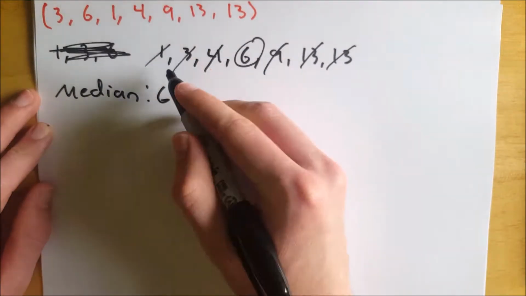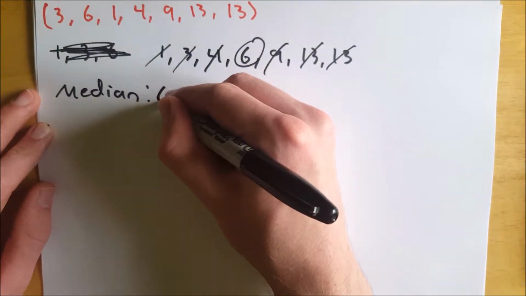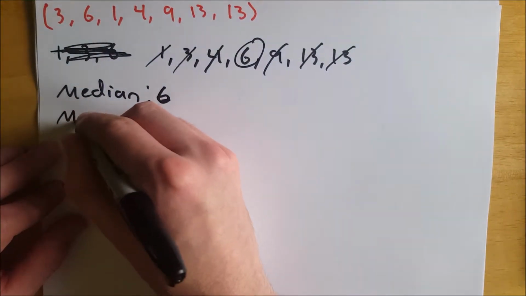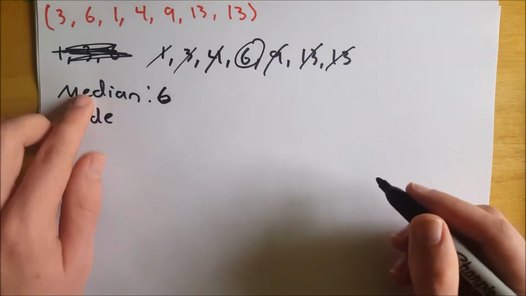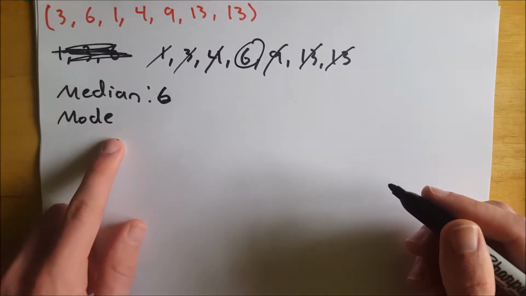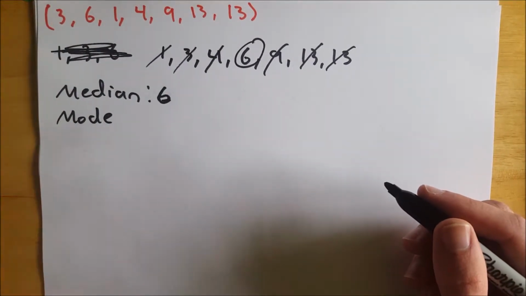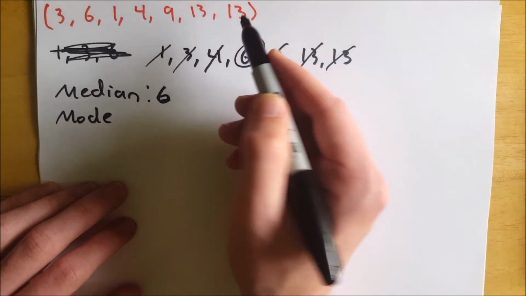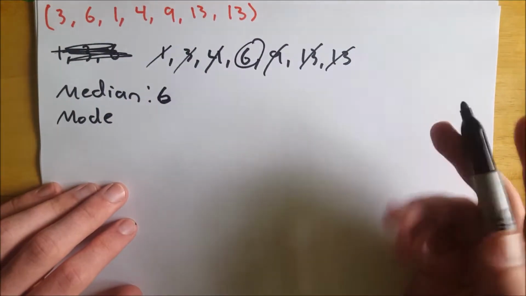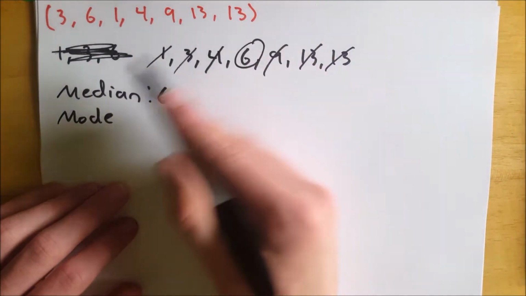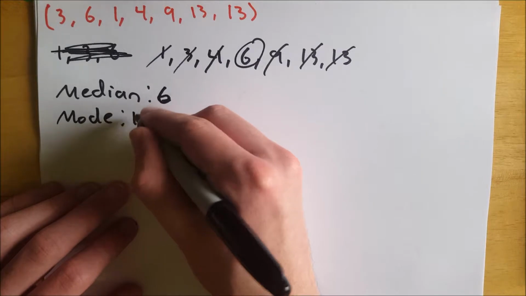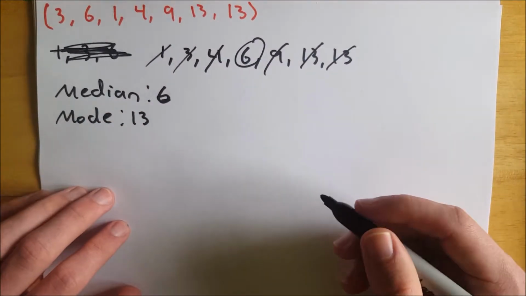We listed it from smallest to greatest. Let me fix that 6 a little bit. And then we found the middle number. Now let's find the mode. Well, the median is the middle of your set of data. The mode is simply the data point that appears the most. In this case, 13 is the only data point that appears more than once. It appears twice, while every other one appears only once. So 13 is the mode because it occurs the most often.